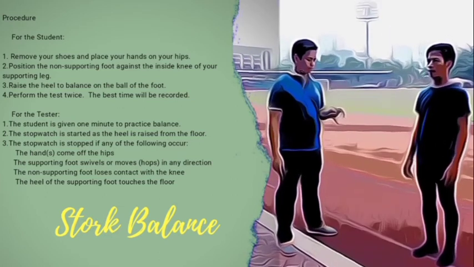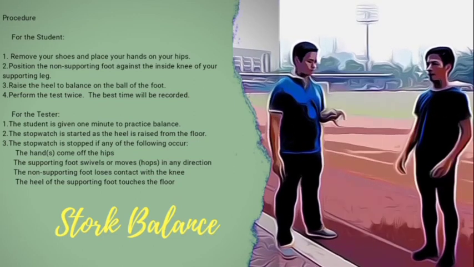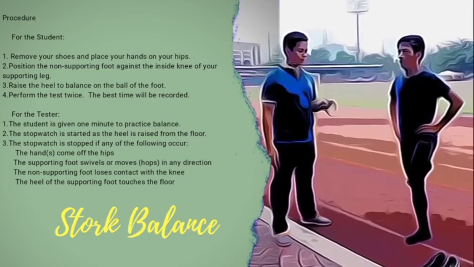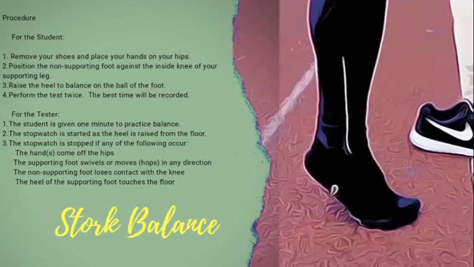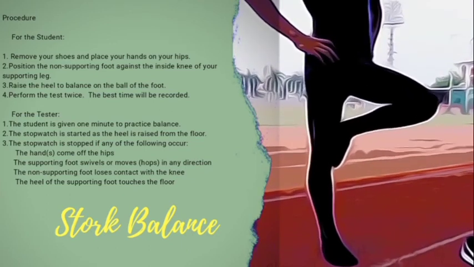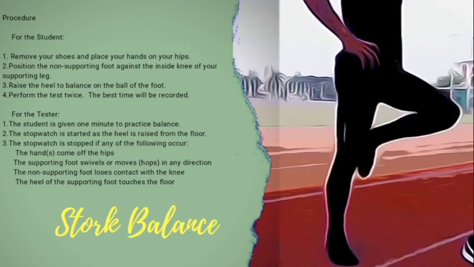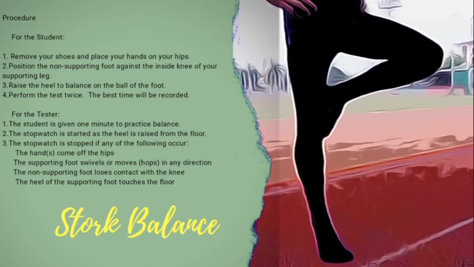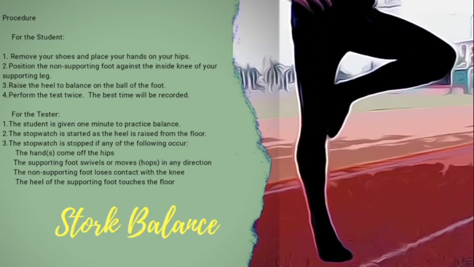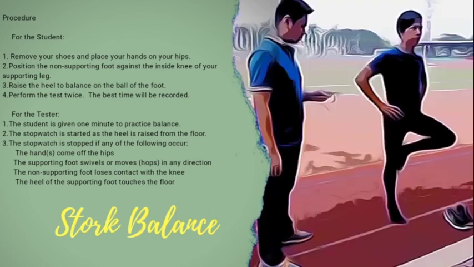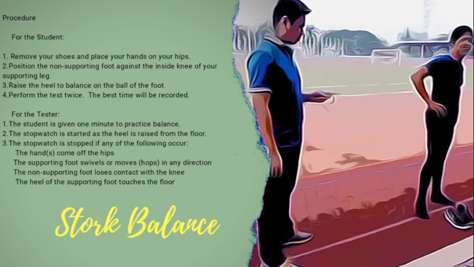For the partner, start the time as the heel of the performer is raised off the floor. Stop the time if any of the following occurs: the hands come off the hips, the supporting foot swivels or moves or hops in any direction, the non-supporting foot loses contact with the knee, or the heel of the supporting foot touches the floor. Scoring. Record the time taken on both feet in nearest seconds.